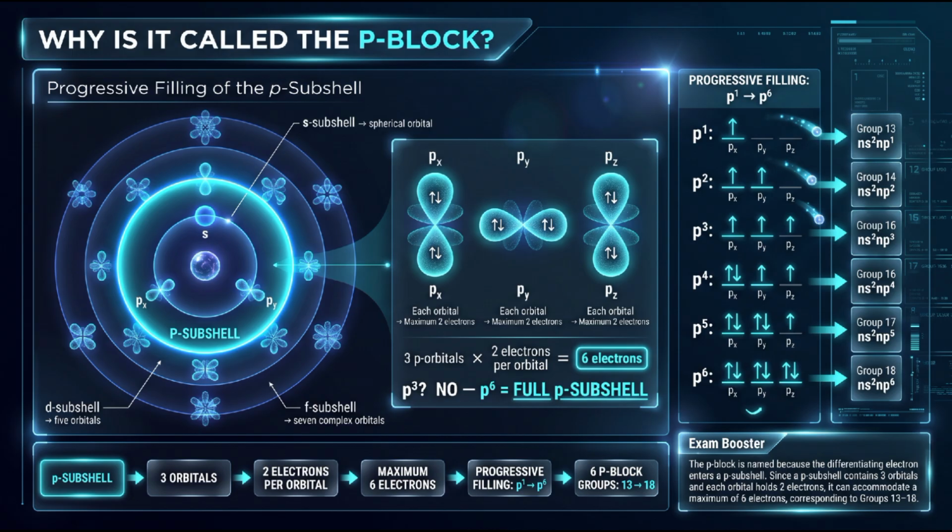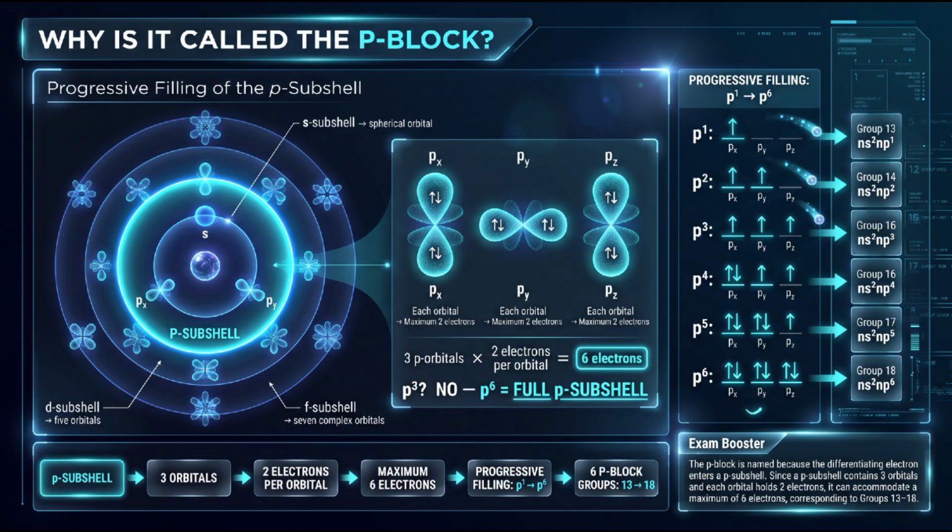The completely filled outer shell gives noble gases a highly stable electronic arrangement and is one of the main reasons for their relatively low chemical reactivity. It is important to understand that the p-block is not named because the elements have a physical shape that looks like the letter P. The name p-block comes from the p-subshell involved in the electronic configuration. Specifically, the differentiating electron enters a p-orbital. This is the same basic principle used to name the s-block, d-block, and f-block.